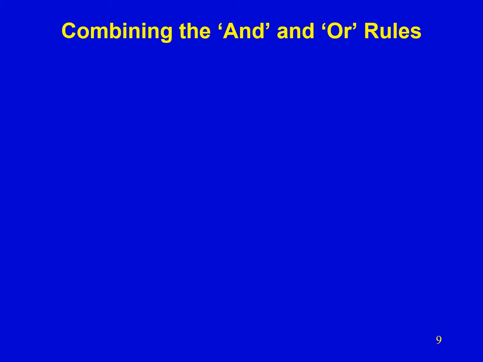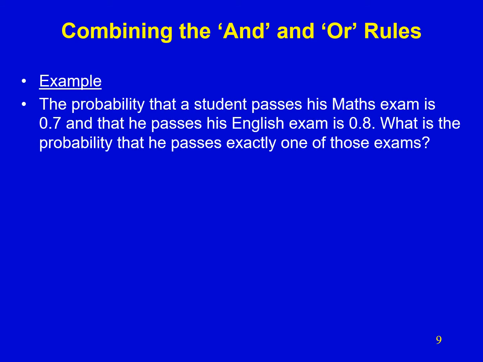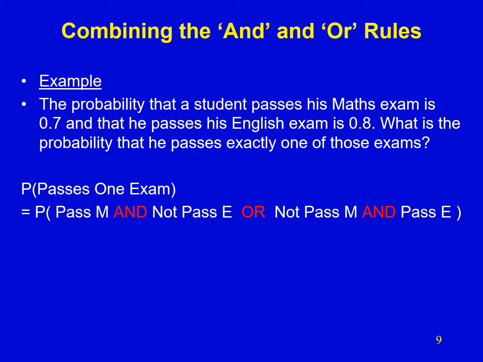We might sometimes need to combine the AND rule and the OR rule. Let's look at this example. The probability that a student passes his maths exam is 0.7 and that he passes his English exam is 0.8. What is the probability that he passes exactly one of those exams? So if we want the probability that he passes exactly one exam, that means either he passes his maths and doesn't pass English, or he doesn't pass maths and he does pass English.